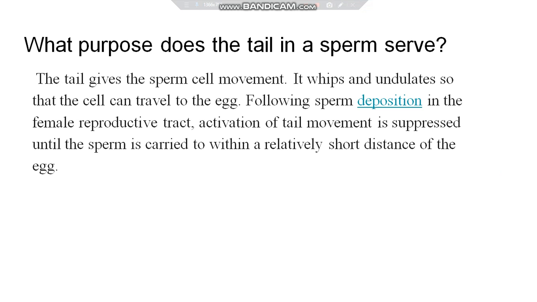What purpose does the tail in a sperm serve? The tail gives the sperm cell movement. It whips and undulates so that the cell can travel to the egg. Following sperm deposition in the female reproductive tract, activation of tail movement is suppressed until the sperm is carried to within a relatively short distance of the egg.